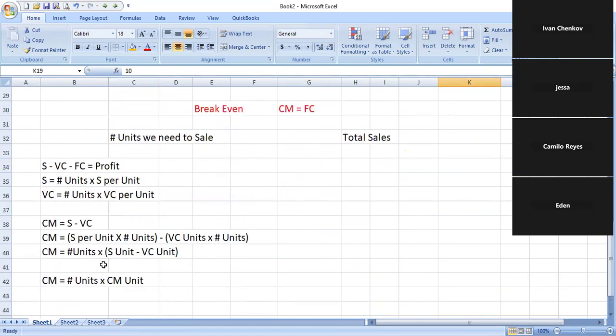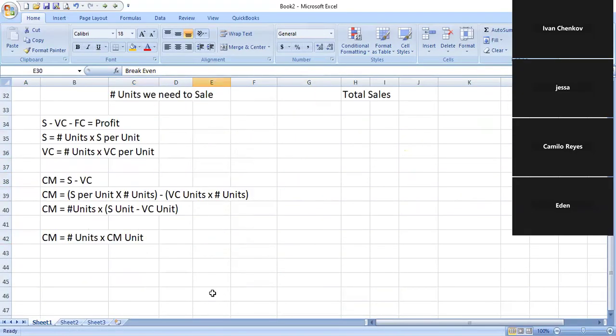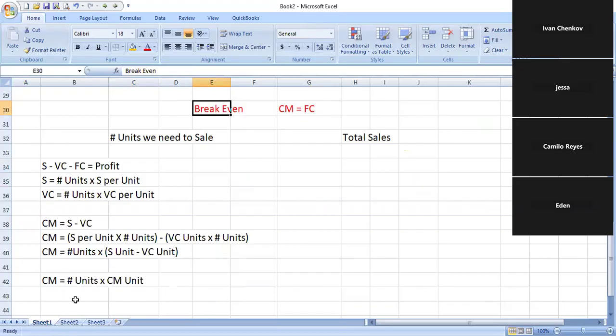So now, if I know this, what do I need? I need my contribution margin to be equal to the fixed cost in order to break even. So if I substitute this in this formula, what am I going to get? The number of units that I need to sell times contribution margin per unit should be equal to fixed cost. And only in that case will my operating income be 0, or I'm going to be at break even.